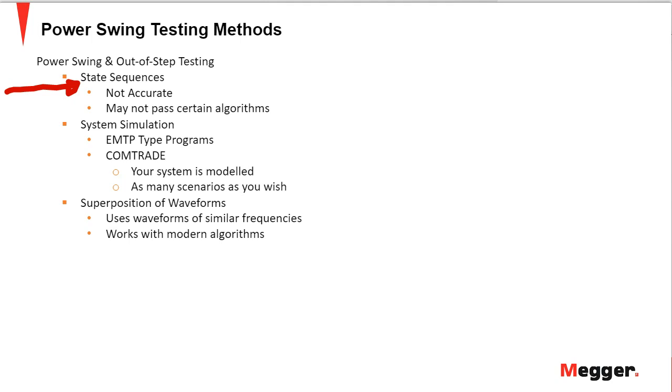The impedance is not 10 and then suddenly 15 and then 12. No, it goes from 10 to 10.5 to 9.8, so it actually moves smoothly, and the angle varies at the same time. So there's a lot to it, and there's also the waveforms themselves. Even though this has been the most common method of testing, it is not very accurate, and there are a lot of new algorithms in relays that this kind of testing may not actually pass.